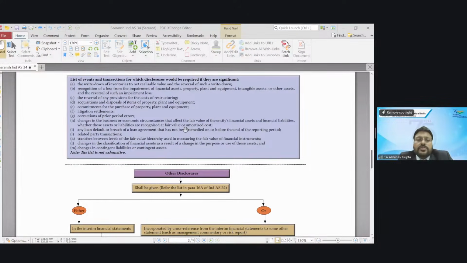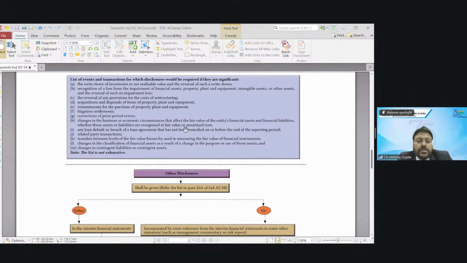Related party transactions which have occurred during the quarter. Yes. Transfers between the levels of the fair value hierarchy, level 1 to level 3, level 1 to level 2, and vice versa. Yes. What led to those changes? You need to explain in the disclosures.